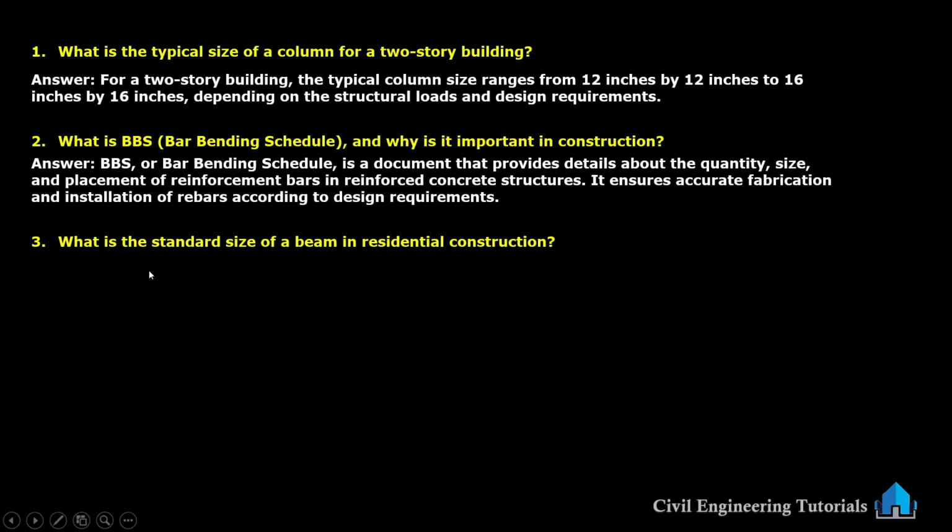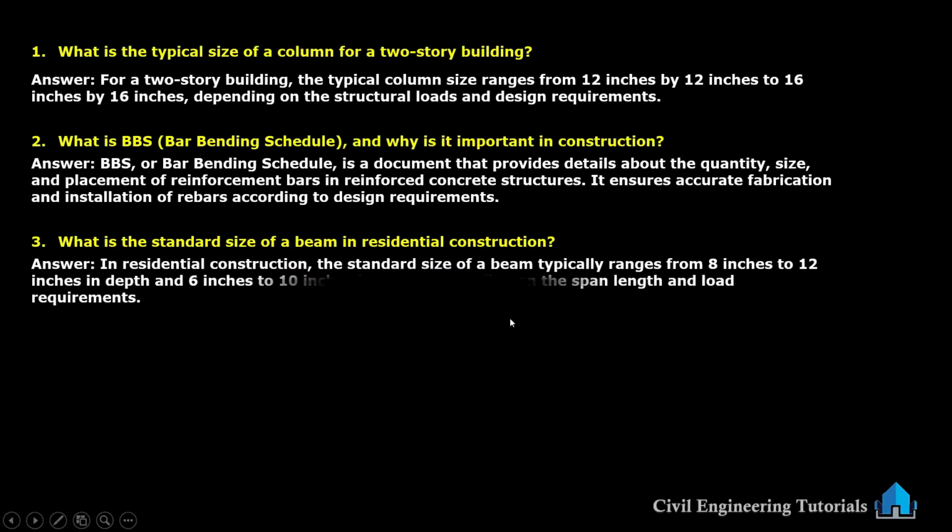What is the standard size of a beam in residential construction? In residential construction, the standard size of a beam typically ranges from 8 inches to 12 inches in depth and 6 inches to 10 inches in width, depending on the span length and load requirements.